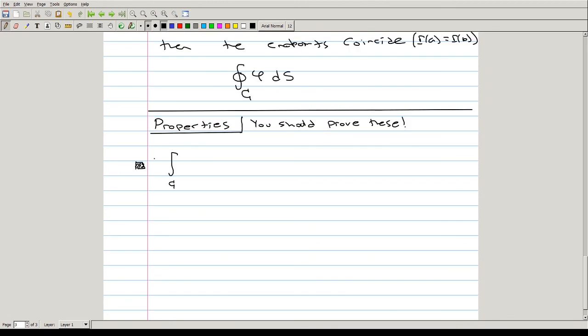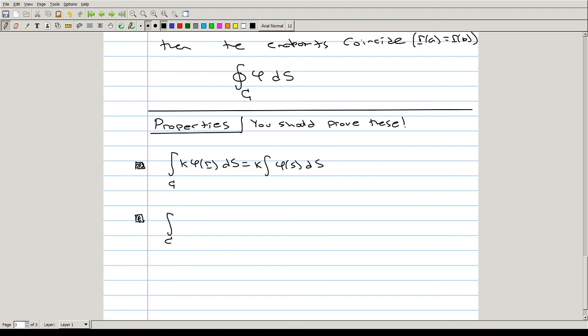So the first property is that the line integral of a constant times a function will always be equal to the line integral of the function multiplied by the constant. Sometimes this is called the constant multiple property.